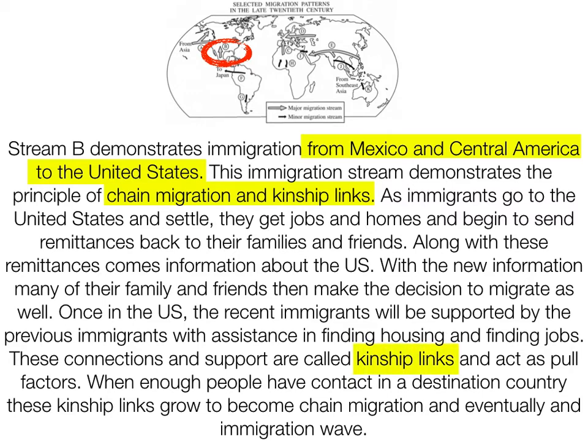When enough people have contact in a destination country, these kinship links grow to become chain migration and eventually lead to an immigration wave. So I'm very clear and precise about how I'm using the language, and I'm spelling it out so that the reader will not have any issues interpreting my answer. A big part of FRQs is how clearly you can define your answers.